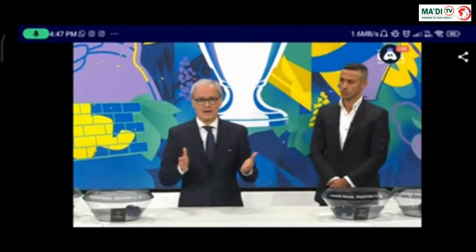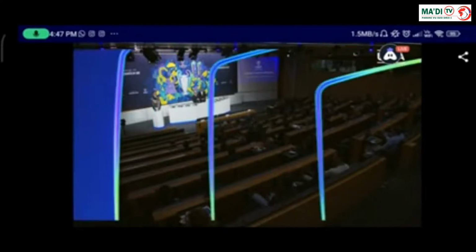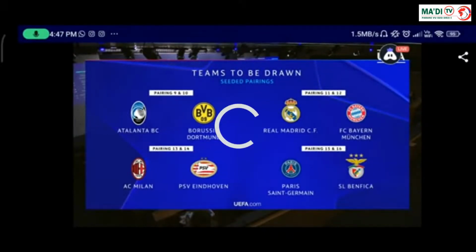So before we start, let's take a last look at the pairings, starting with the seeded teams. In positions 9-10, we have Atalanta and Borussia Dortmund. Position 11 and 12 is Real Madrid and Bayern Munich. In position 13 and 14, it's AC Milan and PSV Eindhoven. Position 15 and 16, Paris Saint-Germain and Benfica.